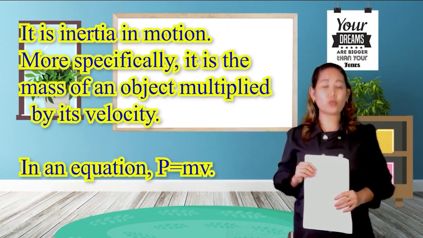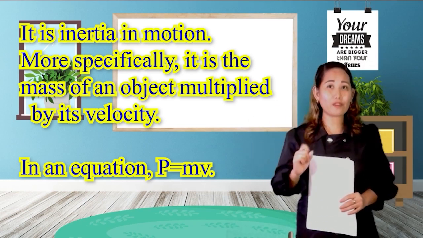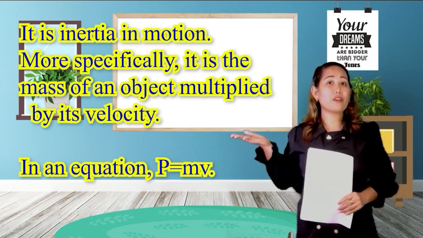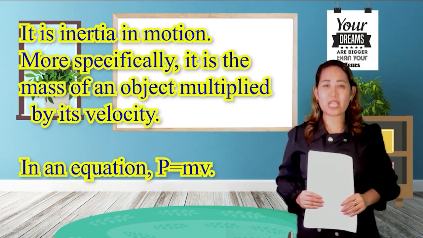What is momentum? Inertia in motion. It is also a vector quantity. It must have both magnitude and direction, and bears the formula p = m × v.